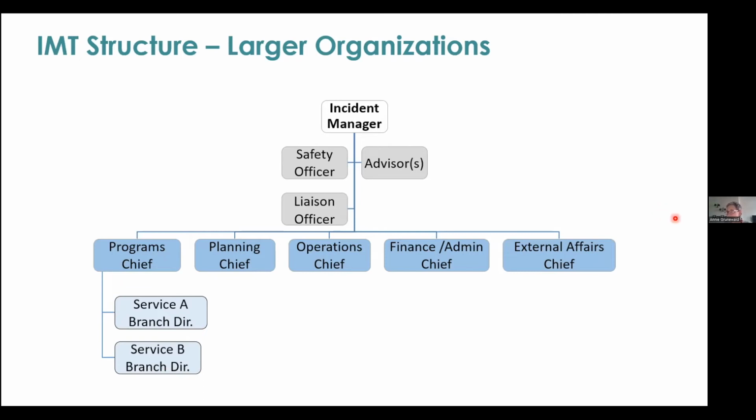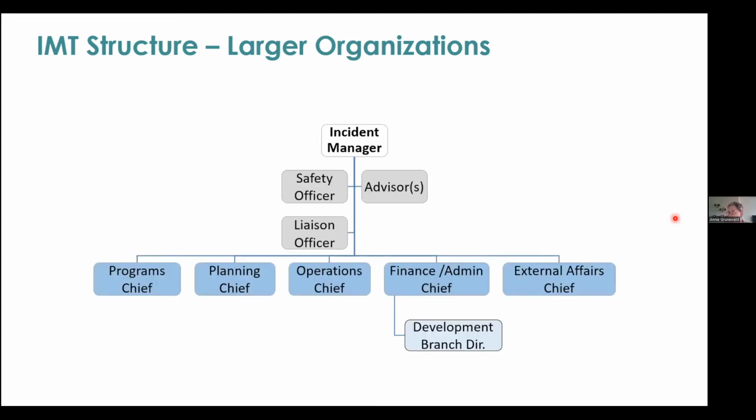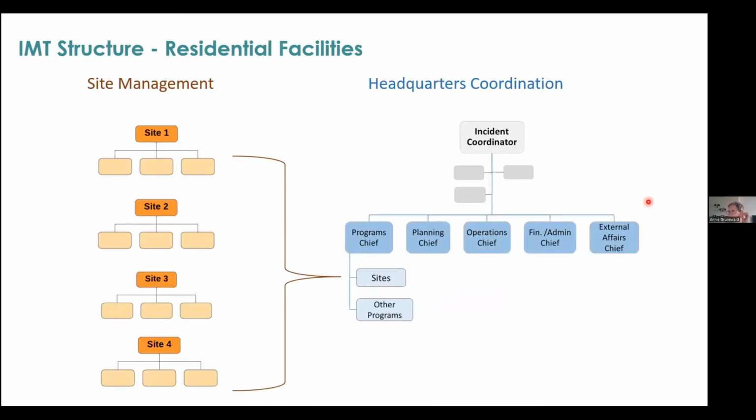Maybe in your operations branch, you want a couple of different positions below that, separating human resources and infrastructure. Or maybe you want your development folks to be there at the table for when you're making decisions. Or maybe you want all of that. So again, you can adjust this. And as we said, you can expand and contract depending on the particular disaster. The last special circumstance I want to just highlight, many of you have residential facilities.